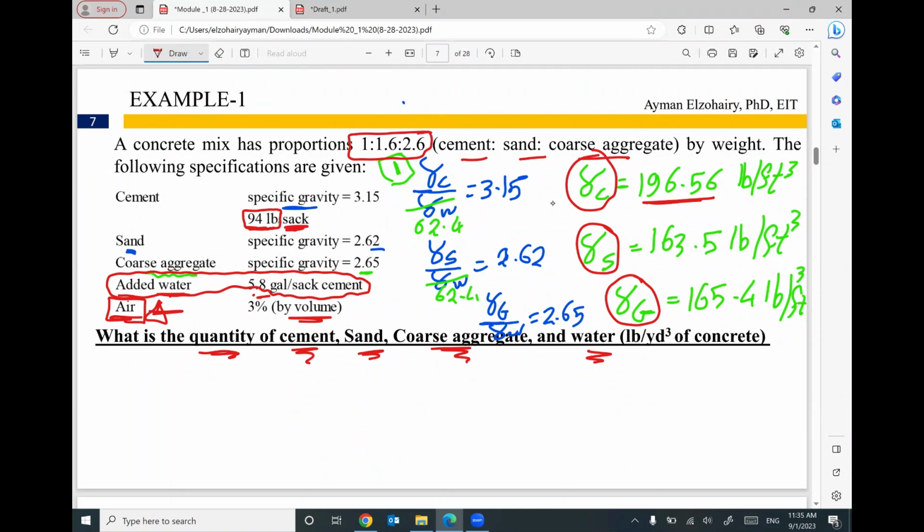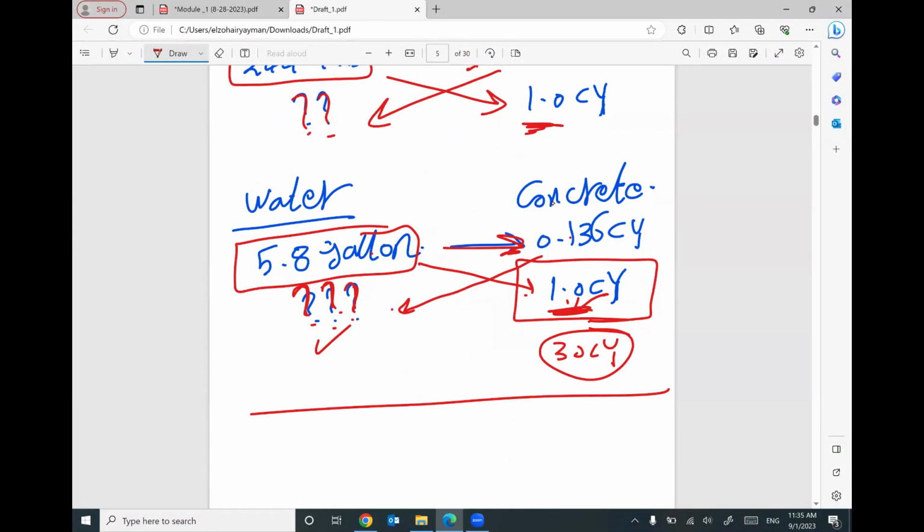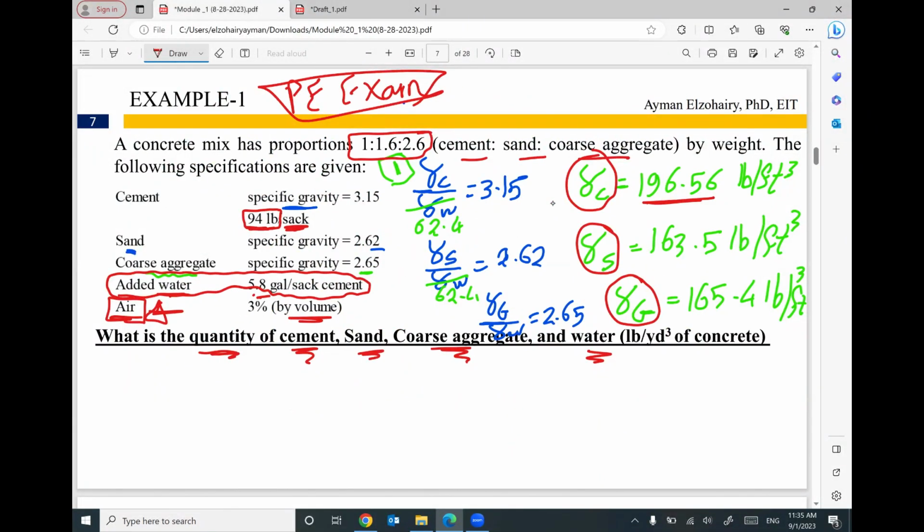I think you have one problem like this one in your homework, and you should expect one like this in your exam, because this problem is very important. To be honest with you, I found one of them in my PE exam. So it's a lot of calculations, as you see, but you have to finish up this problem in around 6 to 8 minutes to be able to finish up your exam.